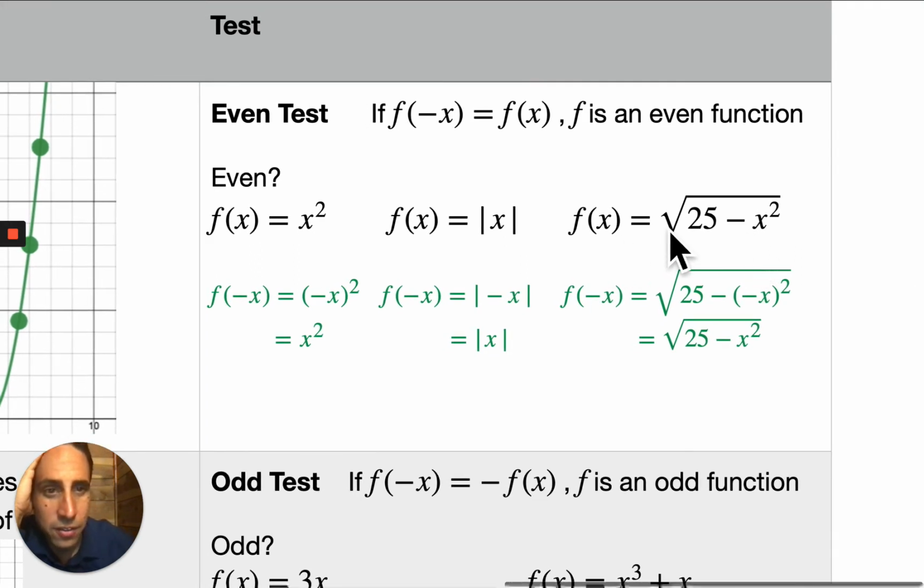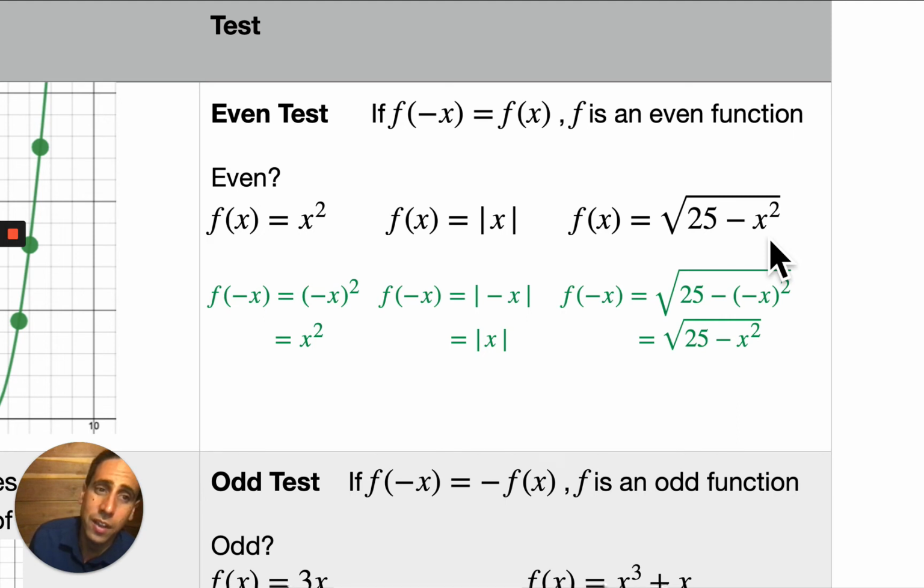Notice here we've got f of x is equal to the square root of 25 minus x squared. This is kind of the first time we're talking about square roots, but it doesn't matter because in order to do the even test algebraically, all you really got to do is take the x, and instead of x, write inside parentheses negative x. And of course, negative x times itself is x squared, as we saw here. So f of negative x equals f of x in this particular case. Does f of negative x equal f of x? Yes. So therefore, it is an even function. And that's how you can do it algebraically.